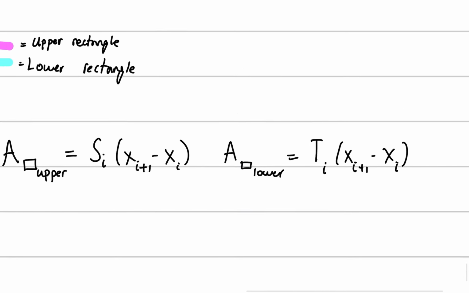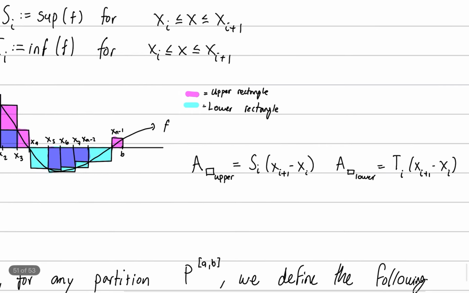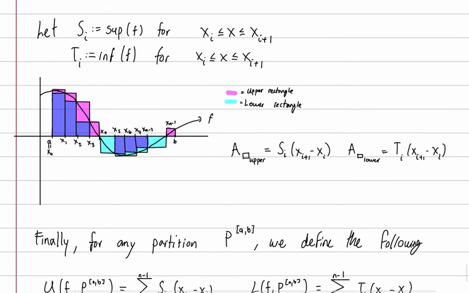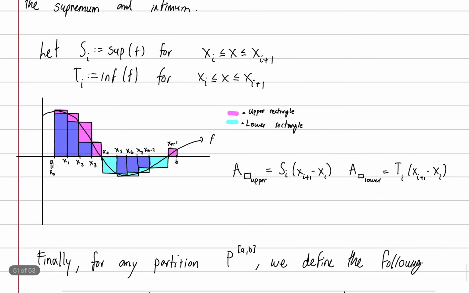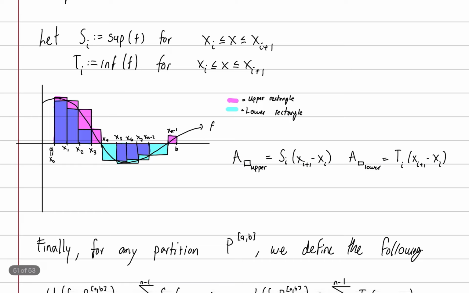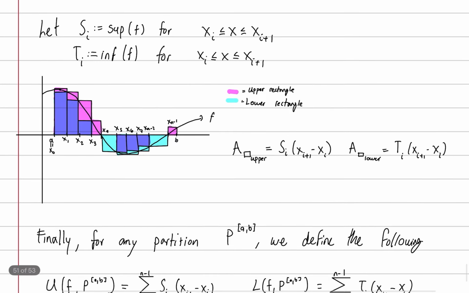Similarly, for the lower rectangle, just using the infimum, right? So we can now define what an upper and lower Riemann sum are. So finally, for any partition, right? And remember, any partition is just any way of splitting the interval into multiple subintervals, like choosing certain endpoints. That's any partition, not a specific one necessarily.